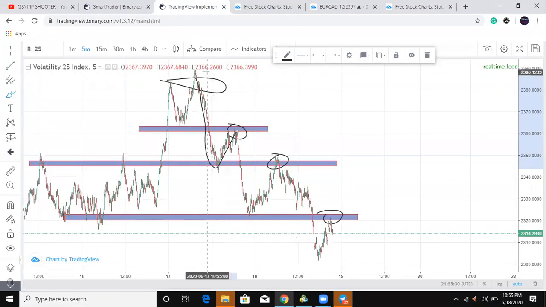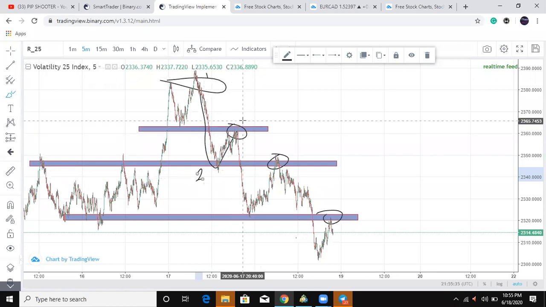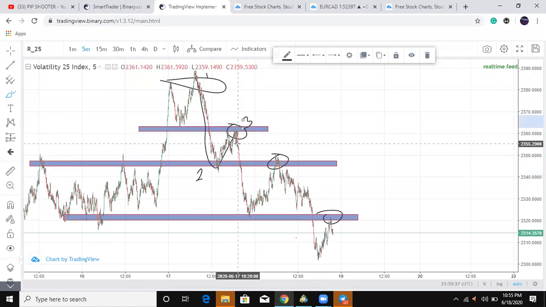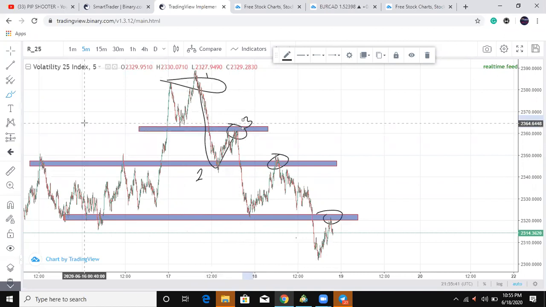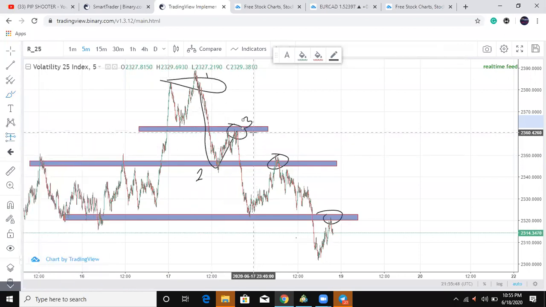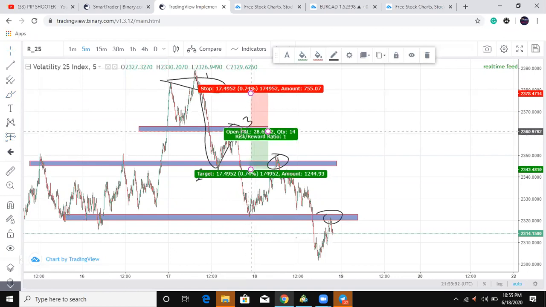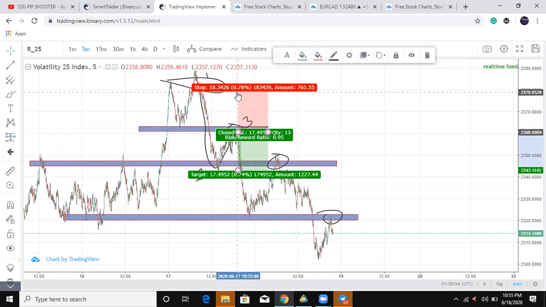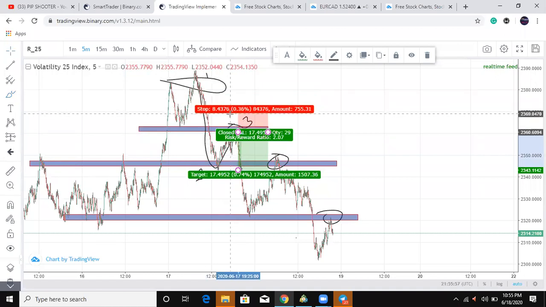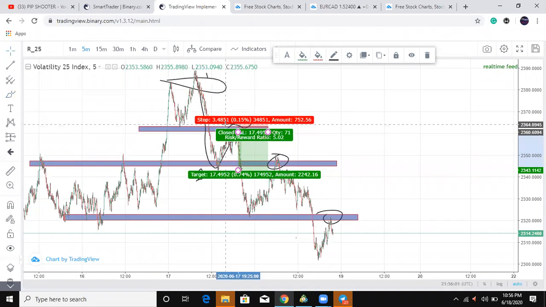There's one. This is second move. This is third move. Your entry point is always on the third move. You enter the market, you would have made, I don't need to tell you how much you would have made. You're really seeing it yourself. Your entry point is always at this point. Your target, to me, should be on this high over here, just above this side.